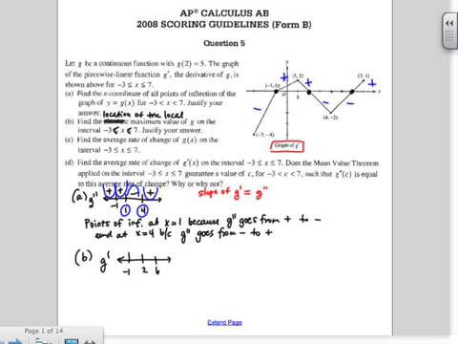Okay, so it was negative, and then it was positive until 2, then it was below the axis, so negative, and then it was positive again. So what this chart tells us is that we're decreasing, then increasing, then decreasing, then increasing on g of x.